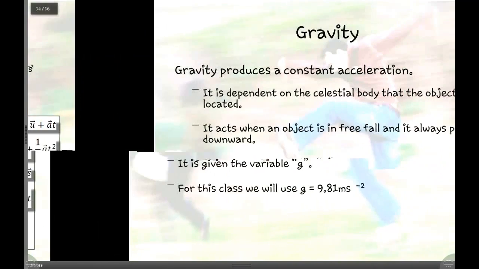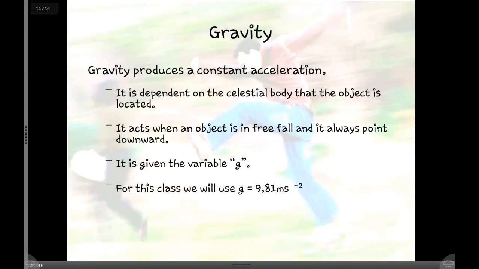Let's move on. Now gravity is a very easy acceleration to work with. We're actually going to do a lot of experiments with gravity. So gravity produces a constant acceleration, but it depends on the celestial body that you're at. So either you're on the Earth, if you're on the Moon, if you're on Mars, if you're out in space. It also depends on your elevation. It does vary a little bit here on the Earth, but not very much.